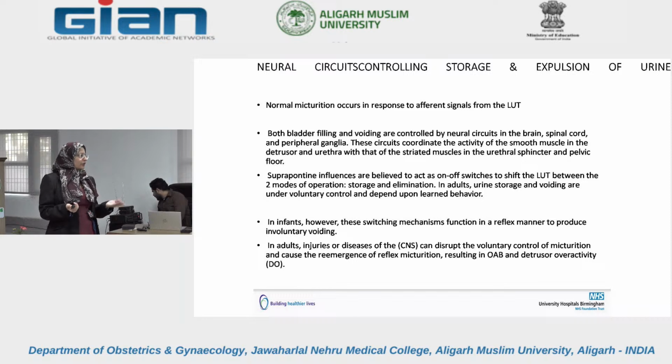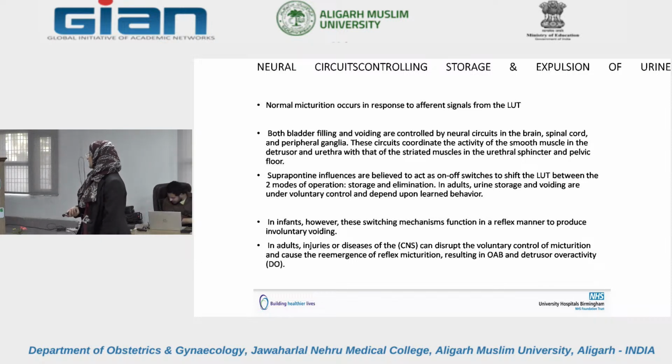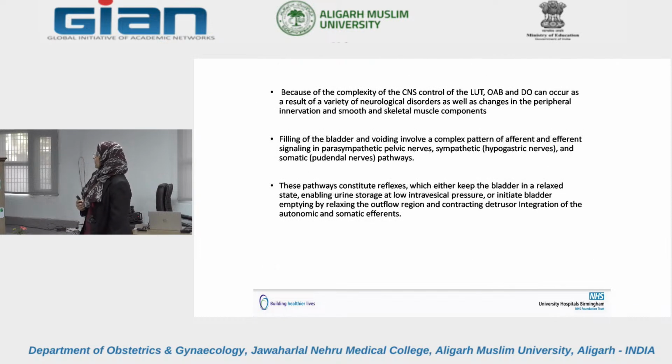Stroke, neuronal disruption, multiple sclerosis, sometimes Parkinson's, spinal cord injury. So these are common conditions which can result in disruption of these neuronal signals. Either they result in severe overactive bladder or urinary retention. So we are talking about various neurological conditions briefly, and also problems in parasympathetic nerves, sympathetic nerves, and pudendal nerves, which are local nerves. So let's move on.